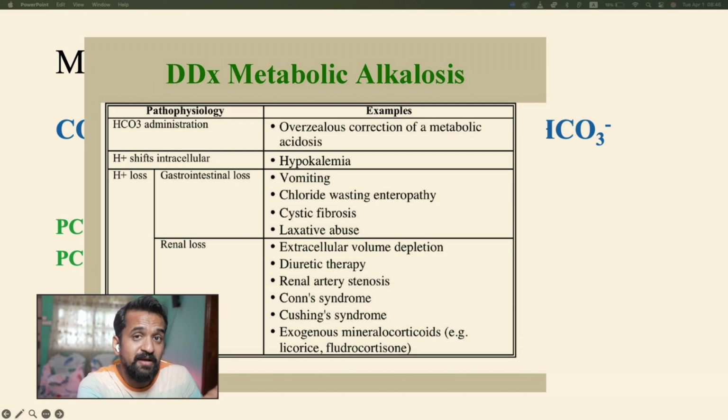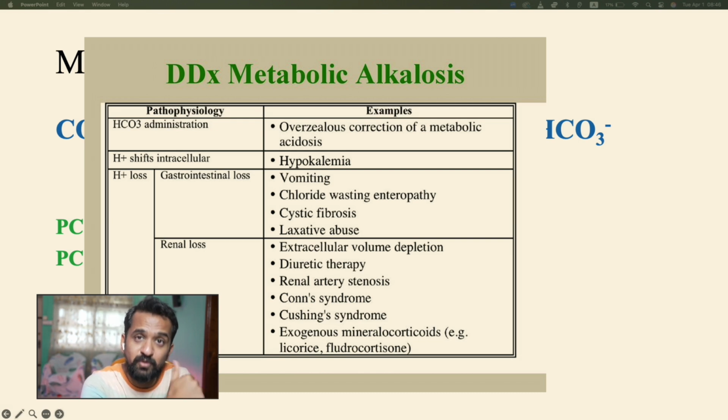When you have hypokalemia, hydrogen ions go inside the cell, and this will cause alkalosis rather than acidosis. GI loss: if you lose your hydrogen ions in whatever form, vomiting, cystic fibrosis, laxative abuse can make you lose a lot of hydrogen ions, so then you can get metabolic alkalosis. In terms of renal losses as well, extracellular volume depletion, diuretic therapy. This is very common in heart failure patients. After 2-3 days, you will see they're in metabolic alkalosis because of diuretics.